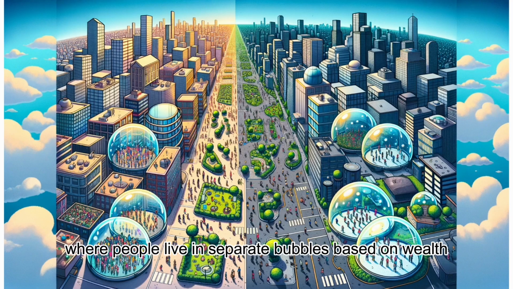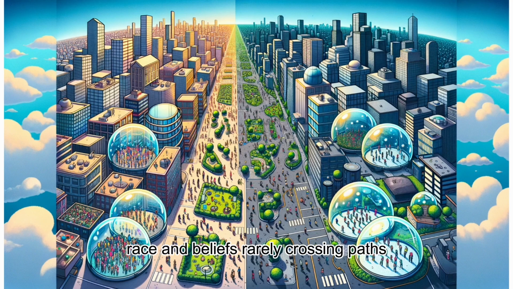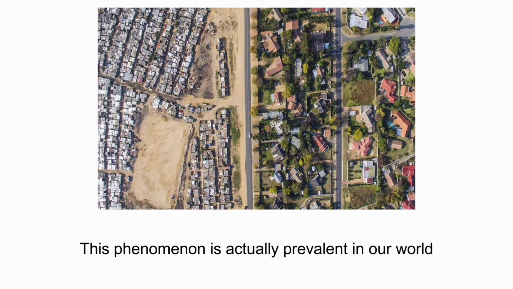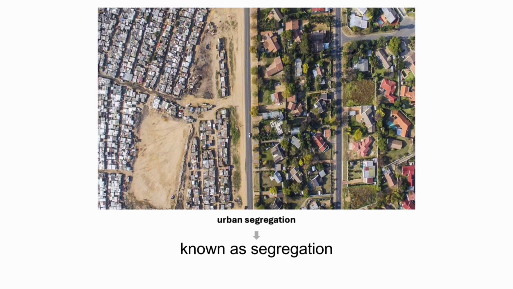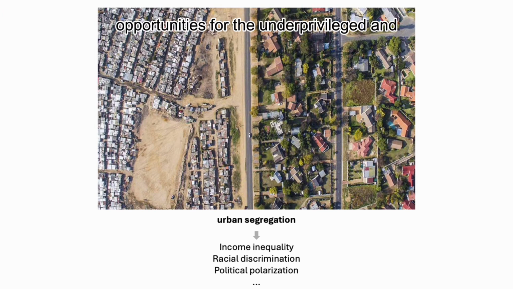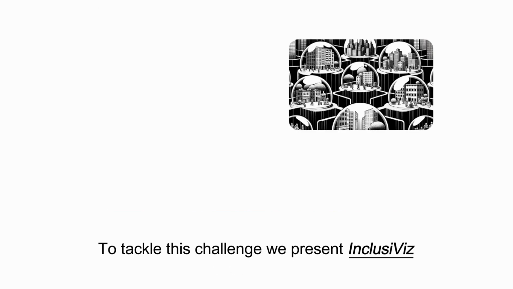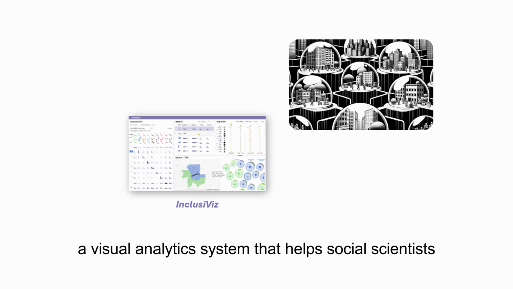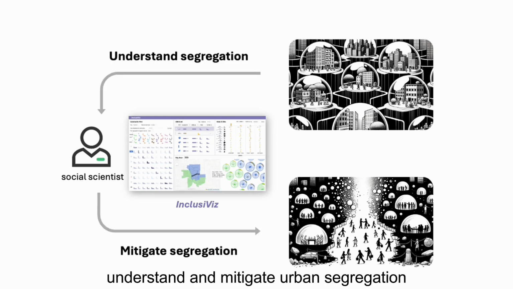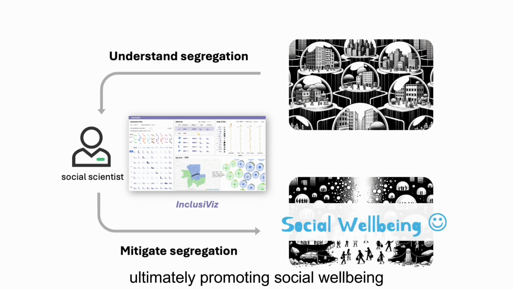Imagine a city where people live in separate bubbles based on wealth, race, and beliefs, rarely crossing paths. This phenomenon is actually prevalent in our world, known as segregation, which blocks opportunities for the underprivileged and hinders social inclusivity. To tackle this challenge, we present InclusiViz, a visual analytics system that helps social scientists understand and mitigate urban segregation, ultimately promoting social well-being.